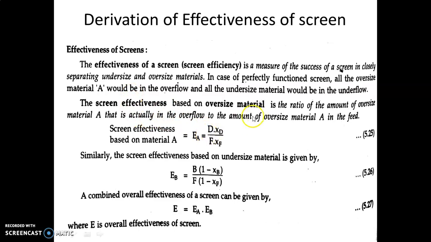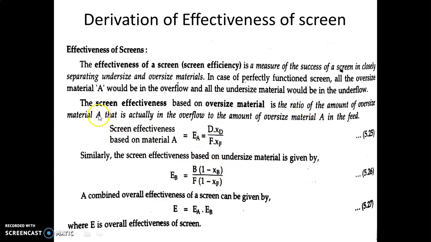Then screen effectiveness is defined on two types, oversized material and undersized material. According to this definition, how much of the oversized material in the feed is actually in the overflow? That ratio is called the screen effectiveness of A. Similarly, the screen effectiveness of B is EB, which has the same definition.